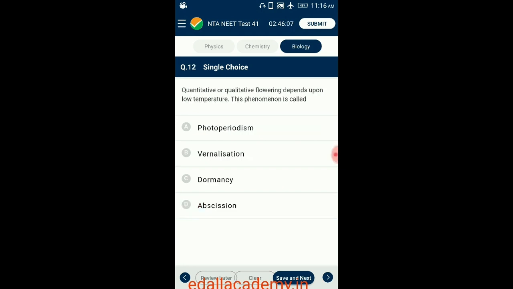Question number 12. Quantitative or qualitative flowering depends upon low temperature. This phenomenon is called vernalization. It prevents precocious reproductive development late in the growing season and provides sufficient time to reach maturity. So the answer for this question is option B, vernalization.